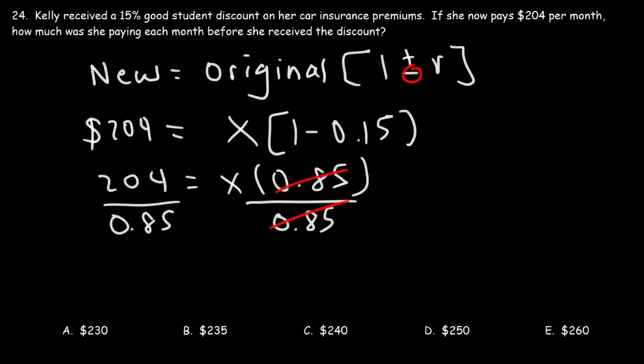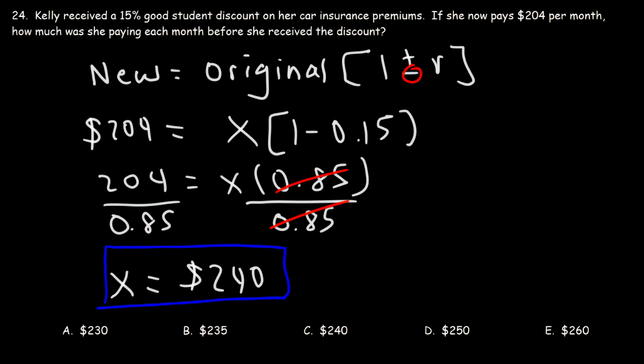So it's going to be 204 divided by 0.85, and x is 240. So this is the amount that Kelly was paying each month before she received the 15% good student discount. So answer choice C is the answer.